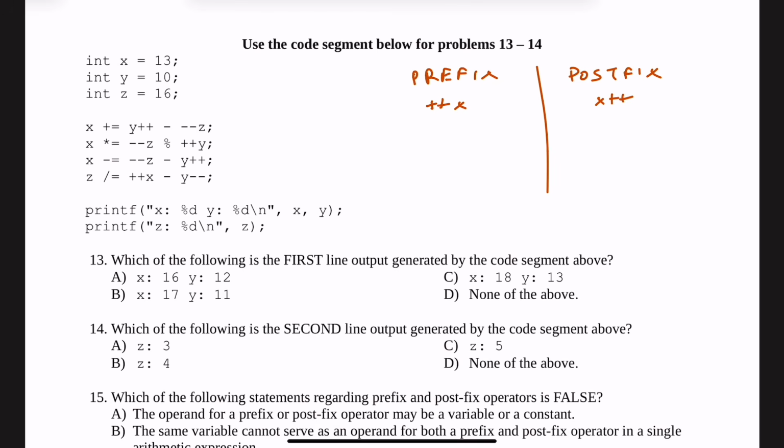So for this one, we're going to update first, use the new value. Well, postfix means solve the equation first, then update the value, or the variable, I should say.